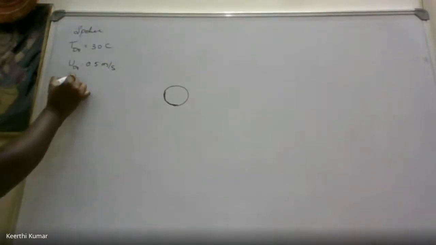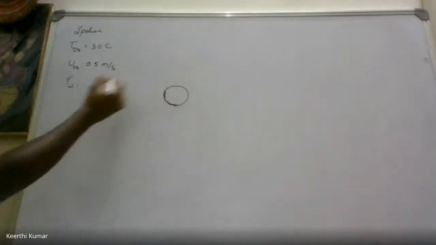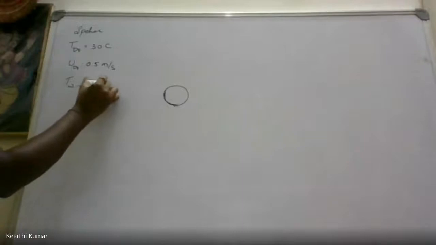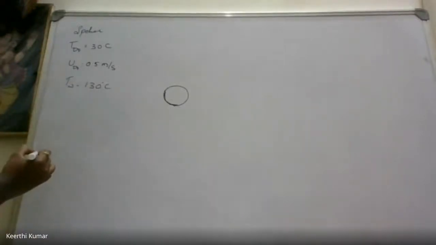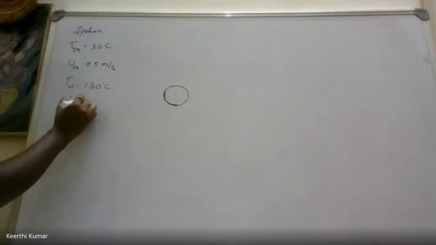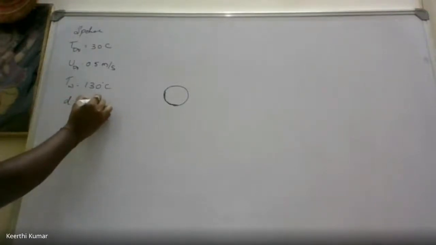Okay. Now we'll take it as a sphere. And what is the T wall, the temperature of the sphere or temperature of the bulb? It is 130 degrees centigrade. If the bulb is approximated by a sphere of 60 diameter, that is also given. Diameter is 60 times 10 to the power of minus 3 meters.